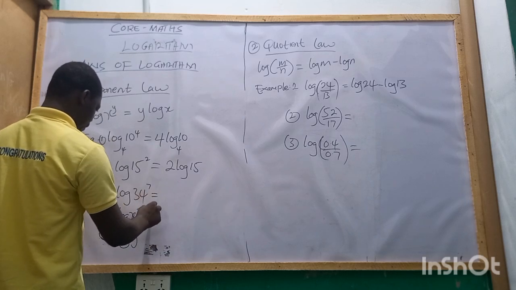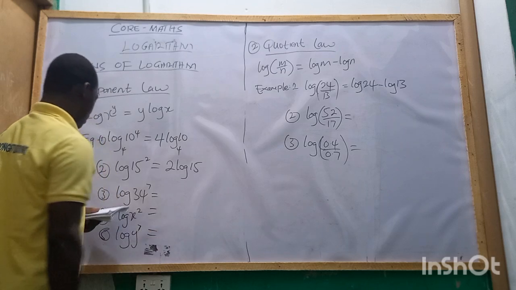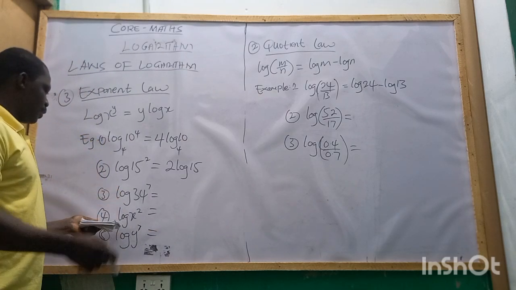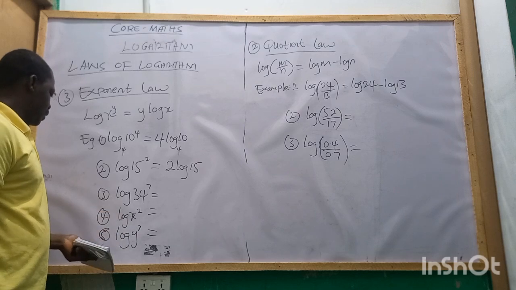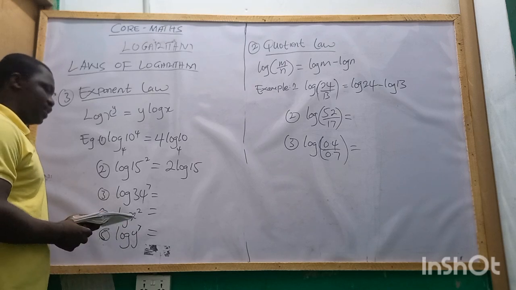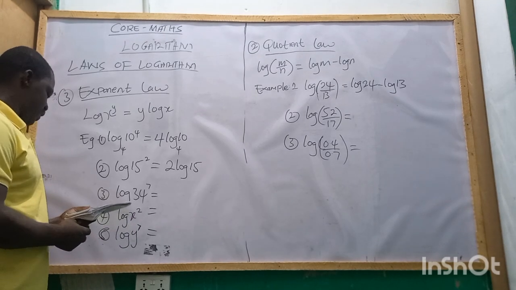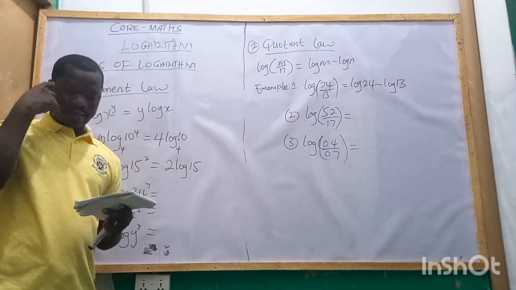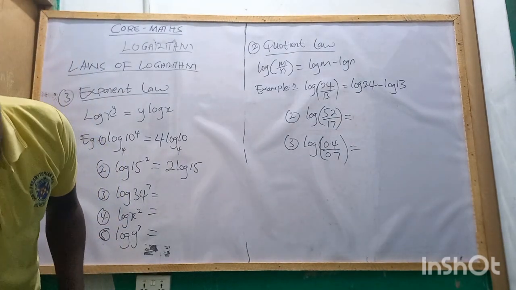So solve these ones. Log of 34 to the exponent 7. Log x squared. Then log y exponent 7. So try them. Okay, so we'll talk about other laws, or in some of the books they talk about it.